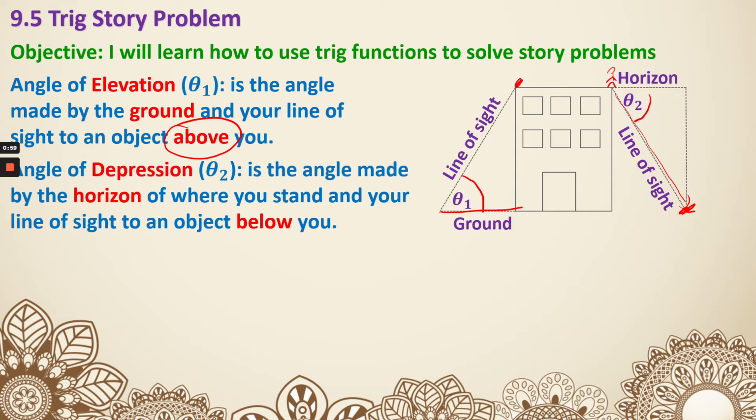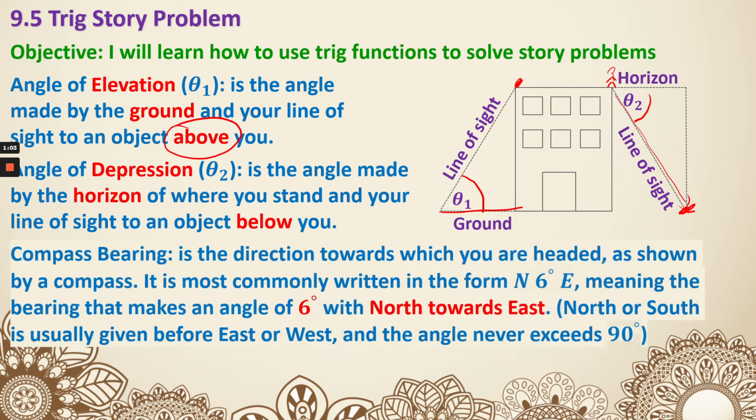Then something else that is also used with trig is navigation, and that's where we talk about compass bearing. That is the direction toward which you are headed, as shown by a compass. It is commonly written in the form of, for example, north 6 degrees towards the east, meaning the bearing makes an angle of 6 degrees with north towards east.